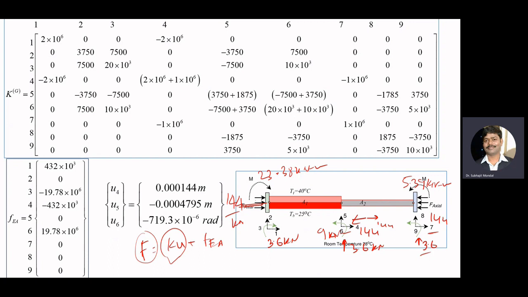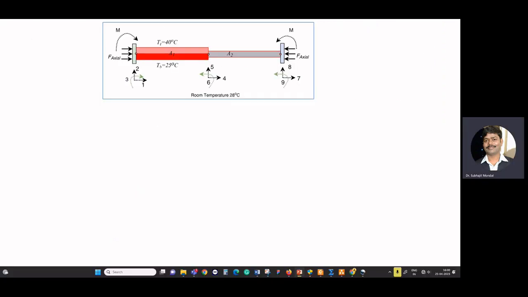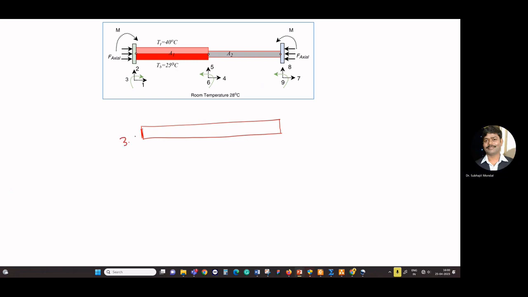Now, to draw the shear force and bending moment diagram, observe. If you want to plot the shear force diagram, you observe the shear force diagram is rectangular in nature. That indicates that the shear force is constant everywhere. So here that value will be 3.6, and here also 3.6.